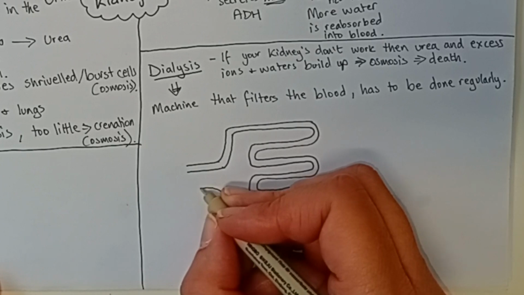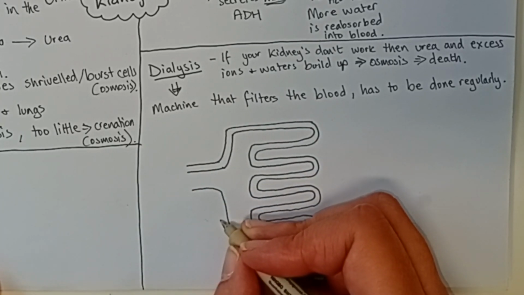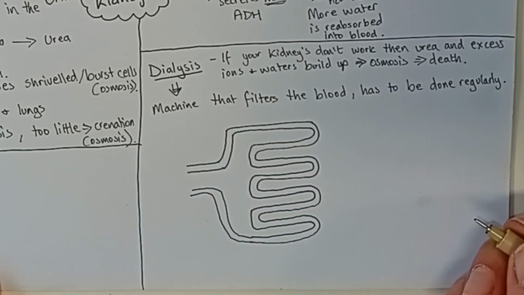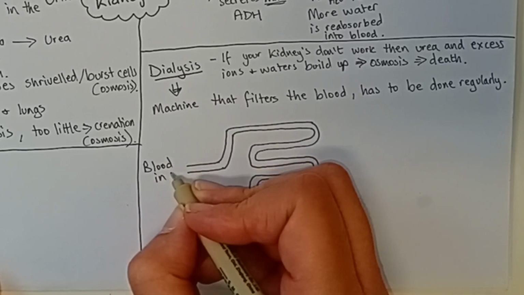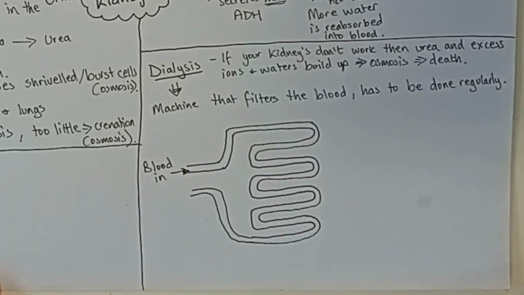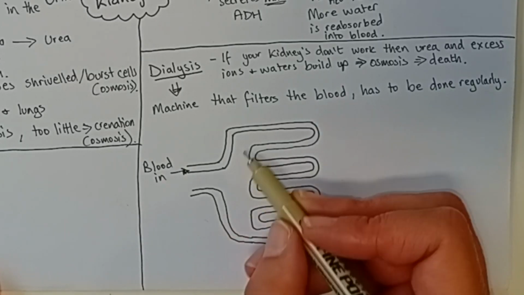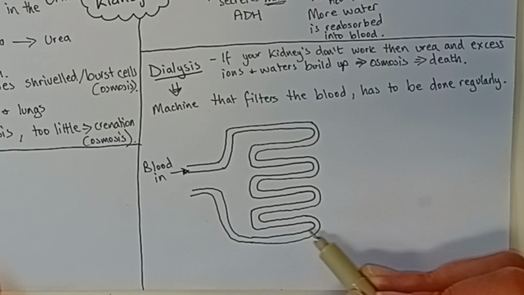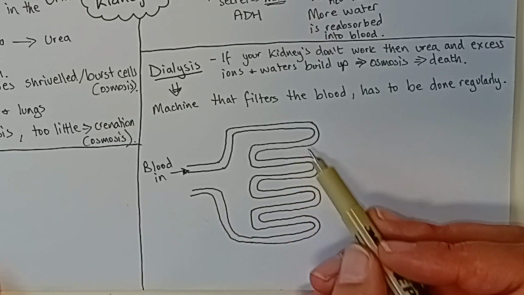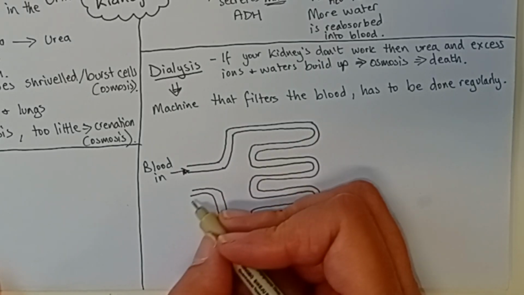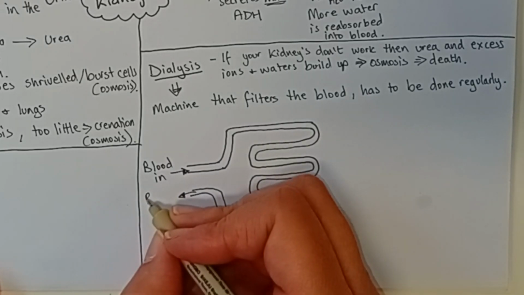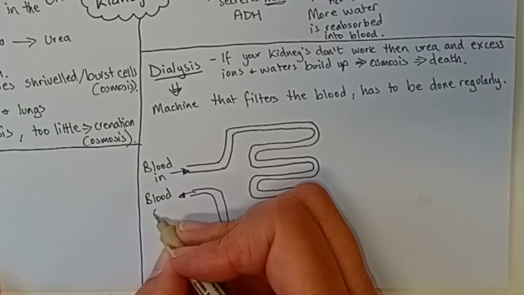I'm going to join it back up to the top. So the patient's blood goes in, just like it goes into the tubule in the kidney, and it will be full of urea, extra water and extra salt. And as it passes along this partially permeable membrane, it acts like the kidney tubule and it takes out the extra salt and the extra water. So the blood that goes out and back into the body has been cleaned.